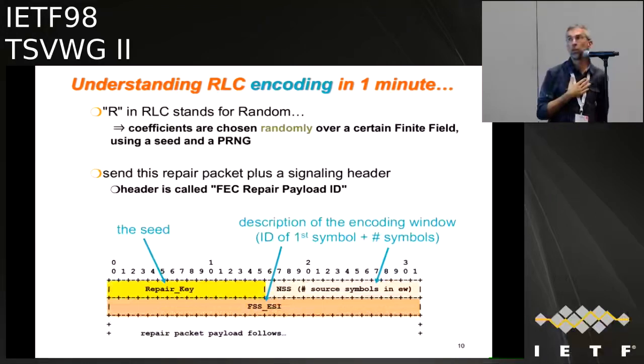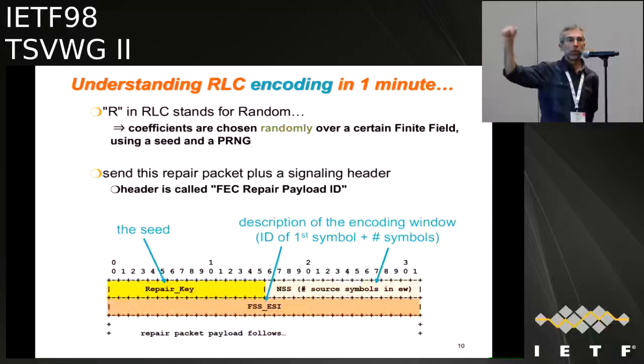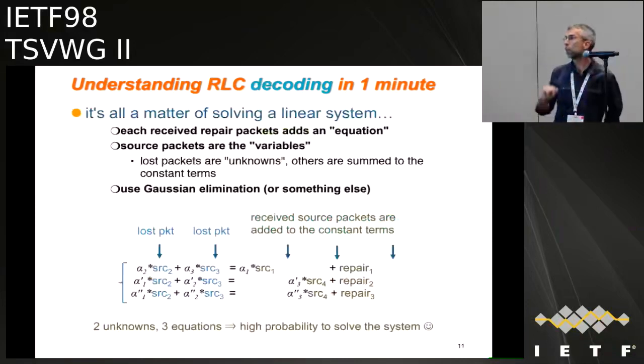So that's pretty easy. And to the repair packet payload, then we add this header that I show in this figure, which consists of the key, a repair key, which is in fact the seed to the PRNG. And then I explain what is the composition of this encoding window at that time. So I specify the ID of the first source packet plus the number of packets. So that's pretty simple. Next.